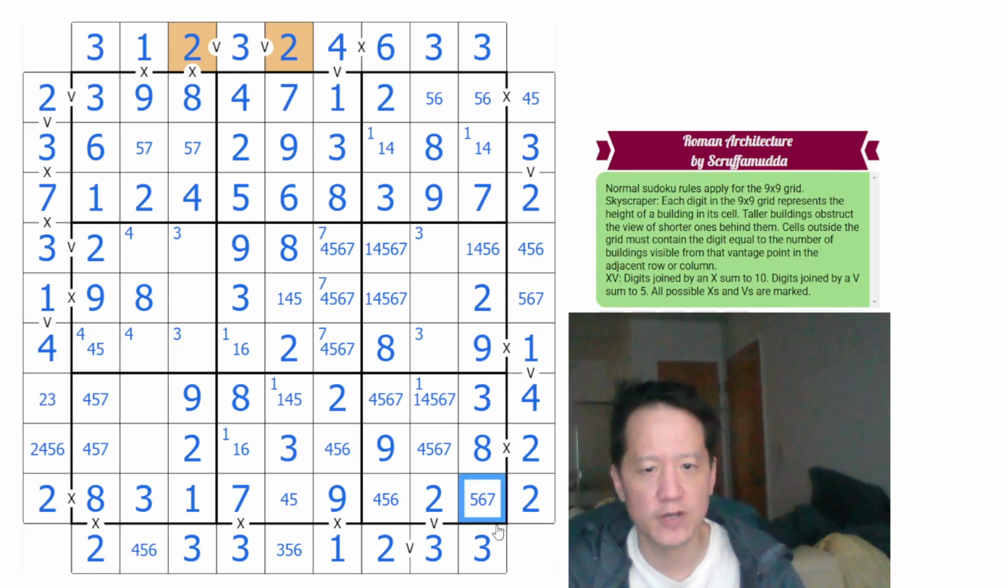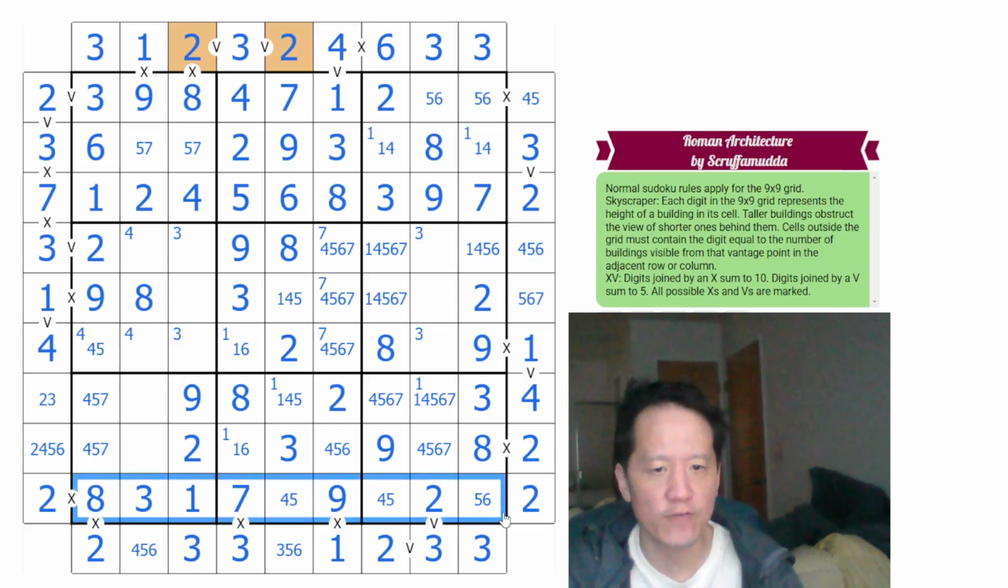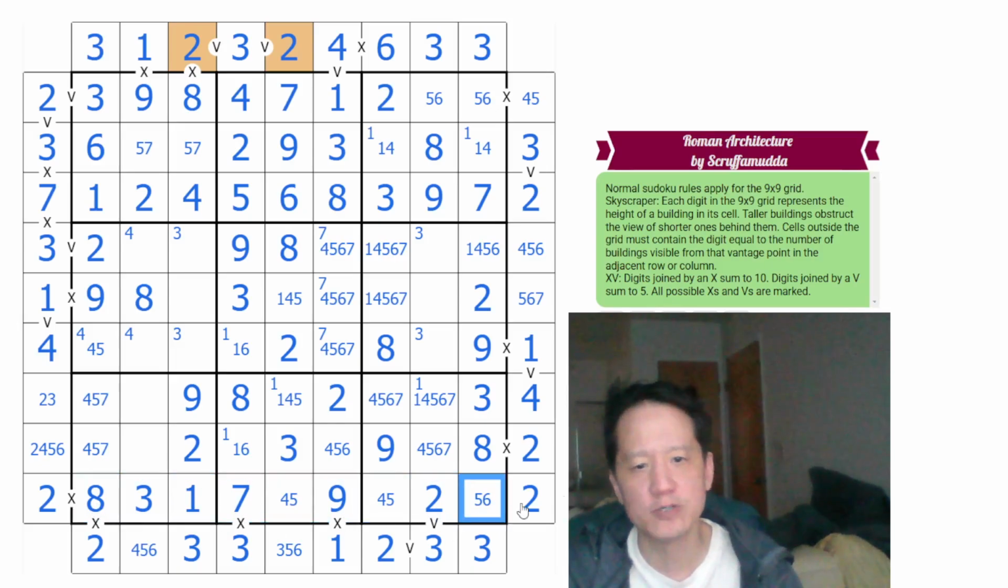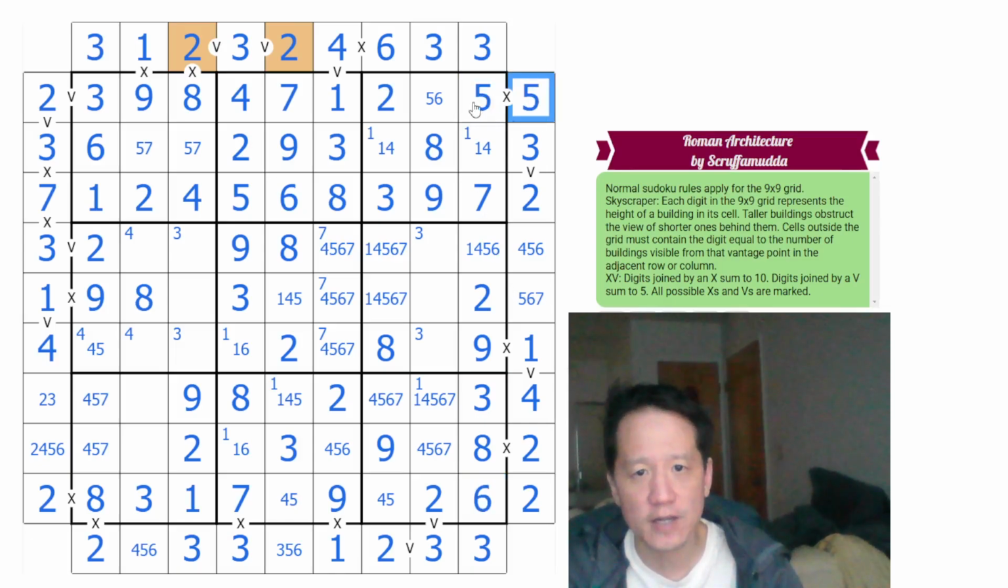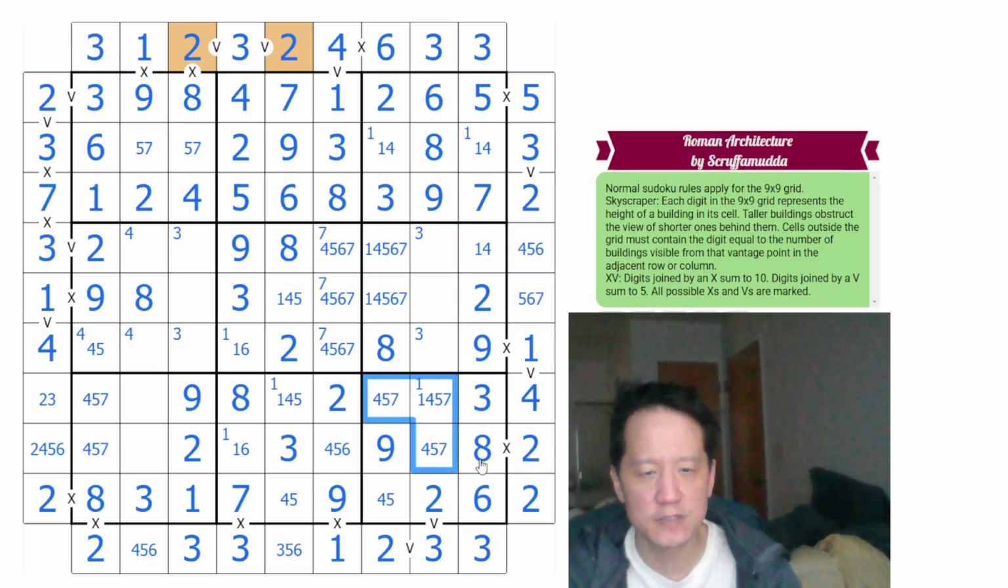Well, it can't be 7 anyways, so this is 5 or 6, which makes that 4 or 5. We have a 4, 5, 4, 5 pair in column 9, which eliminates 4 and 5 from the rest of the column. So this is 6, which makes that 5. That's 5. This is 6. This can't be 5 or 6, so this is 1 or 4. None of these can be 6. This is the only place for 1, so that's a 1.